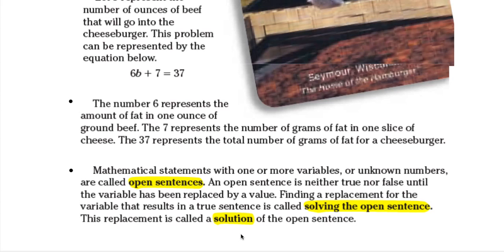Basically, in simple words, the value of the variable which will make this equation true is the solution. And the process of solving the equation is called solving the open sentence. So this is called an open sentence because it has a variable. This equation is neither true nor false until we substitute a value for B, and the value that will make this sentence true is called the solution, and the process to find the solution is solving the open sentence.